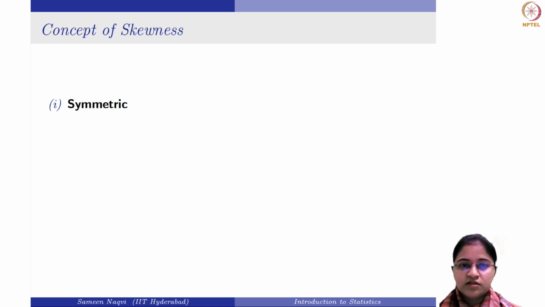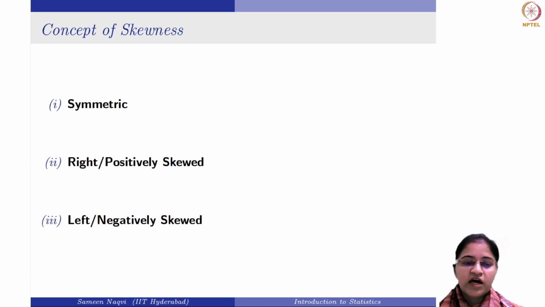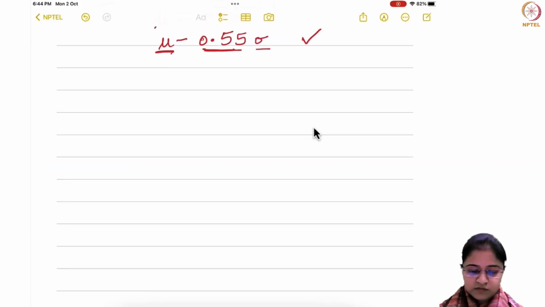To understand the measures of skewness, you first need to get familiar with three terms: symmetric, right or positively skewed, and left or negative skewness. We will first understand the meaning of these, and then we will move on to the measures of skewness. When you have a symmetric distribution, we know that it is going to be bell-shaped.